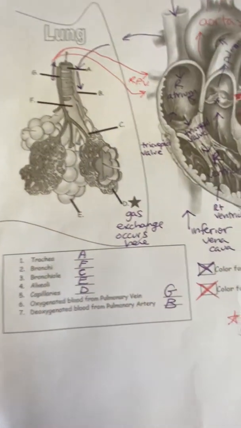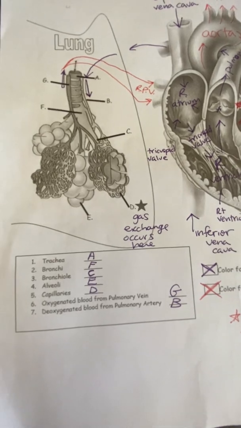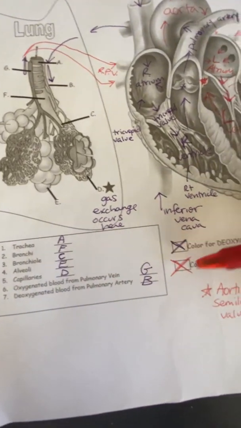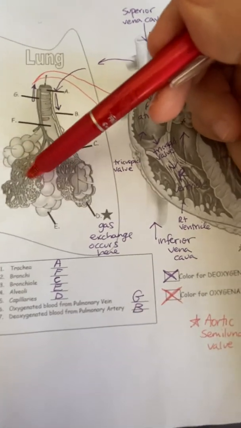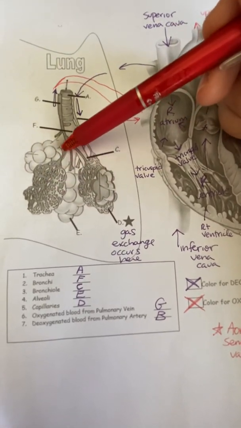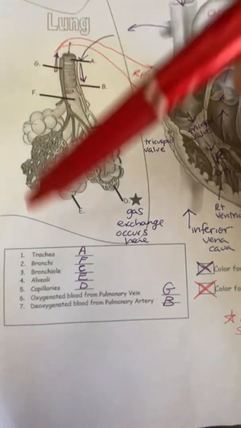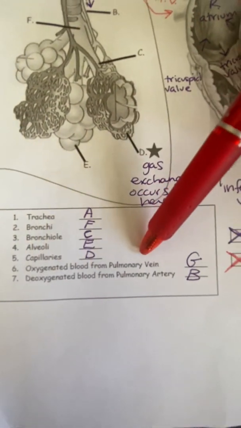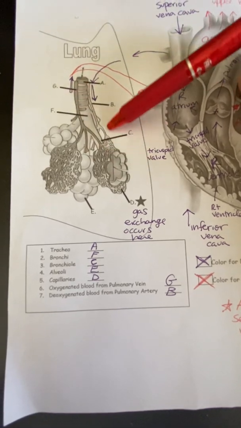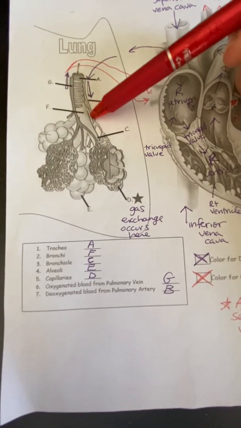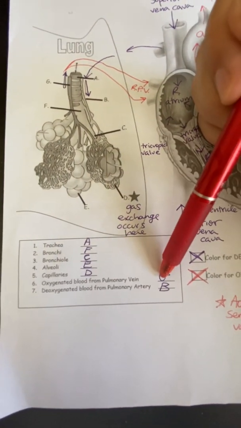Okay, so now you're going to change your color. Okay, getting our oxygenated blood because we've now picked up oxygen, and we are going to move up and out. So down here, the oxygenated blood from the pulmonary vein is letter G right here. And the deoxygenated blood that came in, all right, was letter B.